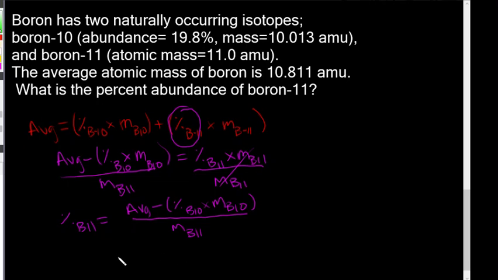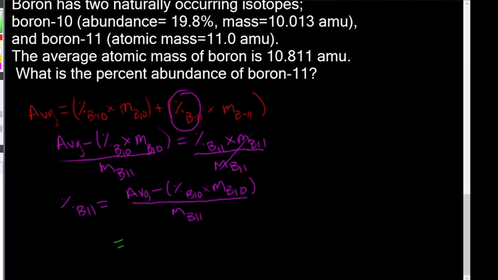But okay, so plugging in numbers. That equals, let me scroll down as far as I can here. The average is 10.811 AMU minus, for boron 10, it would be 0.198 times 10.013 AMU. All of this divided by the atomic mass of boron 11.